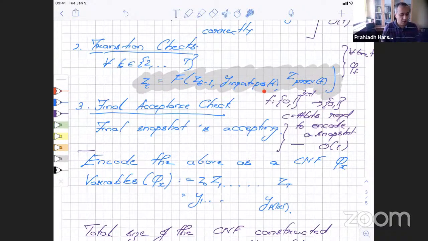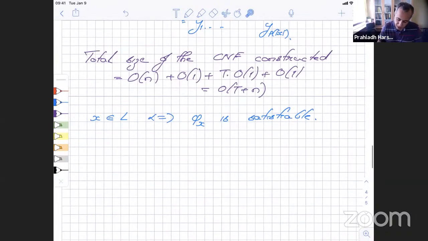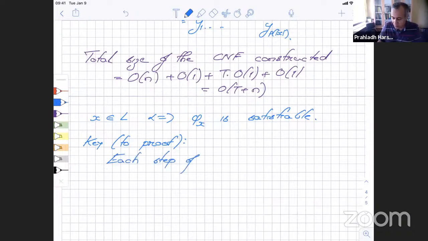It's checking, it's seeing something locally, making a check. And computation is just an AND of several local operations: do one local operation, then the next local operation, then the next. The transition function is a very, very local thing. So if you carefully look at the proof, the key to the proof is the fact that each step of computation is a very local operation. In fact, it's a constant sized operation.